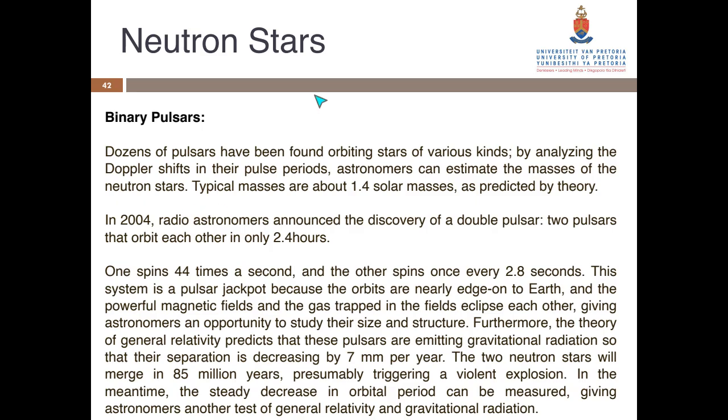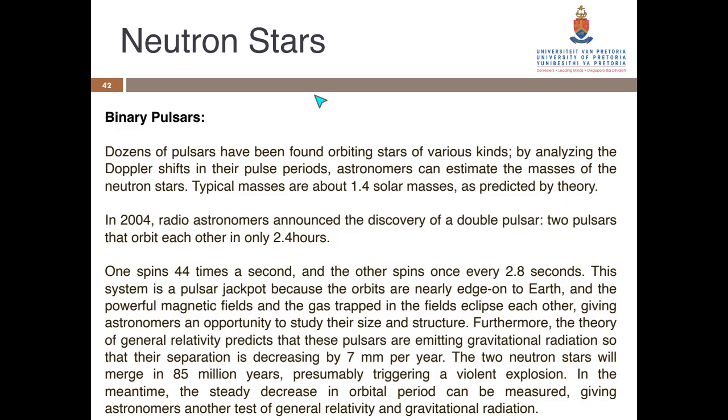Dozens of pulsars have been found orbiting stars of various kinds, and by analyzing the Doppler shifts in their pulse periods, astronomers can estimate the masses of the neutron stars. Typical masses are about 1.4 solar masses, as predicted by theory. In 2004, radio astronomers announced the discovery of a double pulsar, two pulsars that orbit each other in only 2.4 hours. One spins 44 times a second and the other spins once every 2.8 seconds.